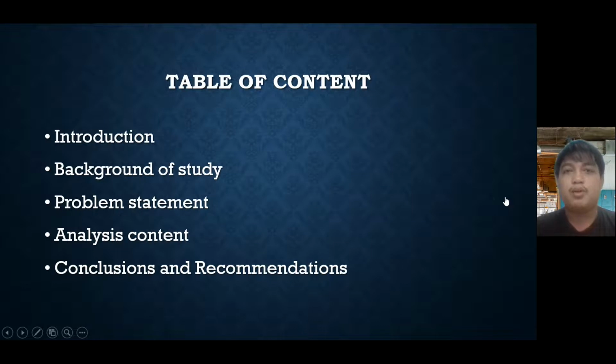First of all, we will go through the table of contents, which encompasses introduction, background of study, problem statement, analysis content, and conclusions and recommendations.